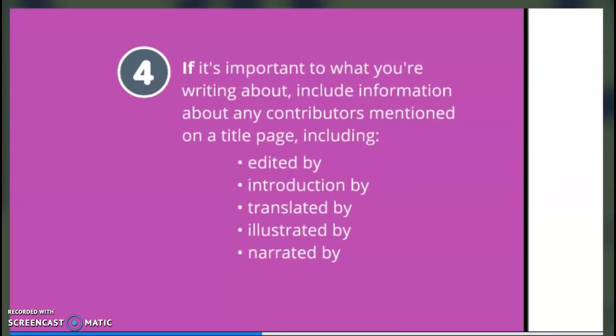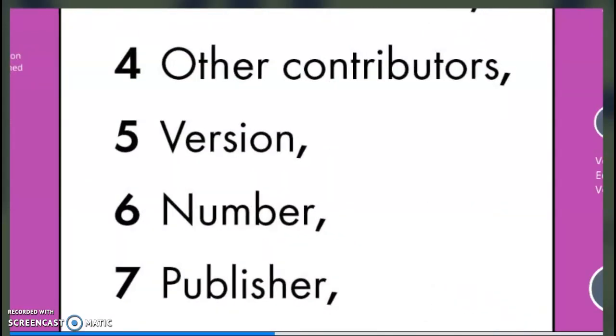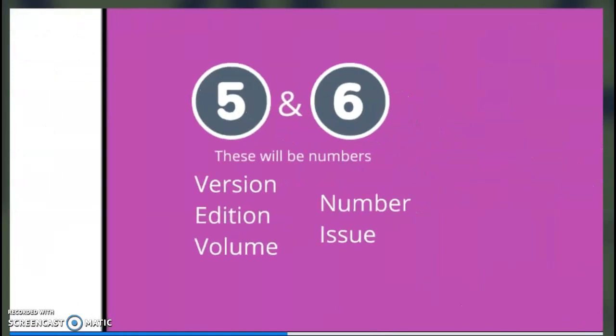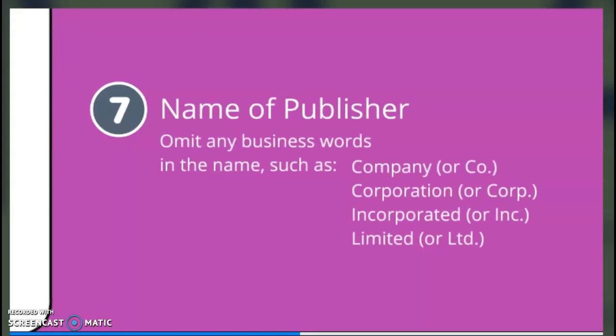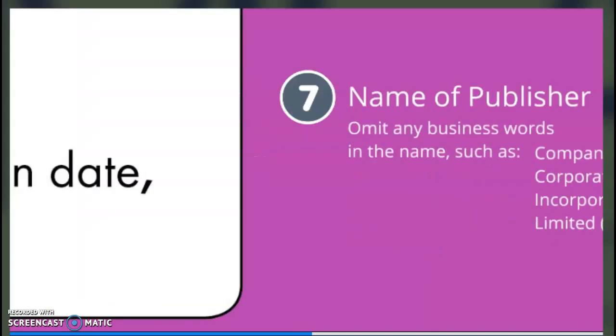If it's important to what you're writing about, include information about any contributors mentioned on a title page, including editors, people who introduced the article or book, translators, illustrators, narrators, anybody who contributed to this source. After you've given the contributors, you give version and issue numbers. This is if you're citing a magazine or a newspaper. Then you give the name of the publisher, and you omit any business words in the name, such as company or corporation or incorporated or limited. You just give the title of the publisher itself.